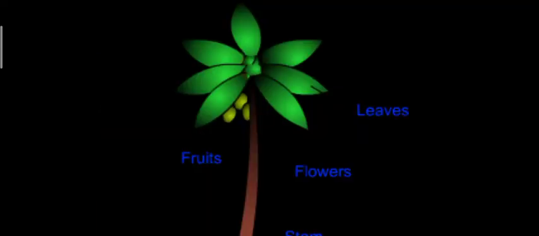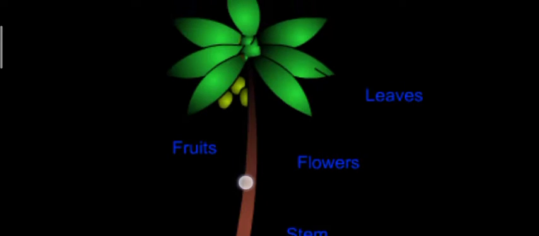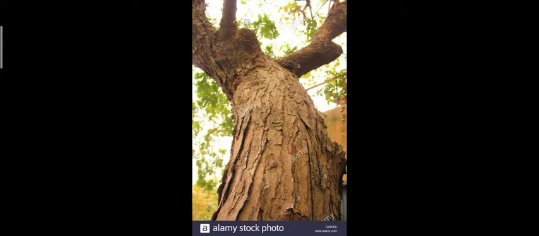Now came to the stem. The main function of stem is to hold the plant upright and support its branches. You can see this is a coconut tree and its stem holds the tree upright. There are some stems that are hard, like coconut. This is a stem of a coconut, and like neem, this is a stem of neem, and they are very hard, and they are called trunk.